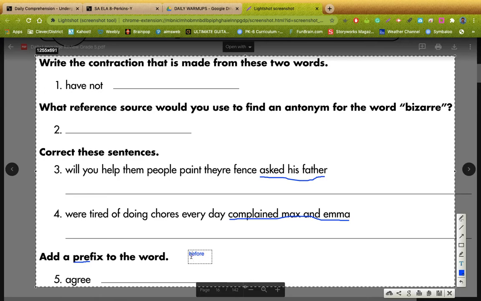Before. I don't know why that B looks like that. Let me retype that in. That looks weird. There it goes. I keep doing that. Before.